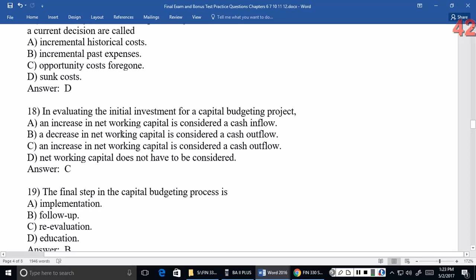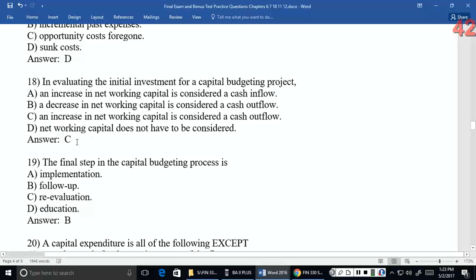Number 18, the initial investment, an increase in net working capital is considered a cash outflow. Now, we didn't really talk about this a lot, but what this is simply saying is net working capital is current assets minus current liabilities. And that goes back to chapter 3. And what that's simply saying is if a company is investing, it has a new investment or a new asset, if it takes up current assets, those are assets that cannot be used for anything else.